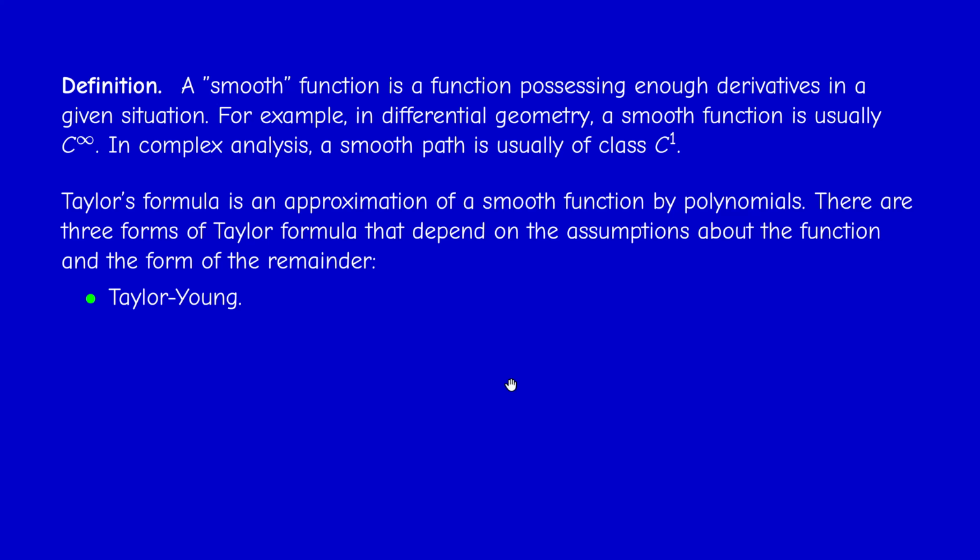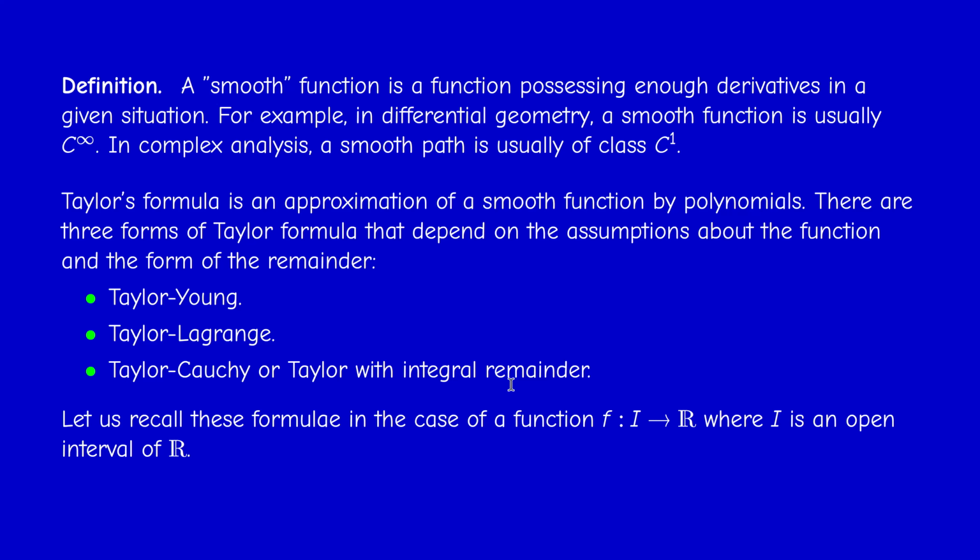But there are three forms of Taylor's formula. They differ by the form of the remainder and by the assumption on the smoothness of the function, if we want to be precise. So there are little nuances, if you like. The first form is Taylor-Young, the second form Taylor-Lagrange, and the third form Taylor-Cauchy, or Taylor with the integral remainder. We usually prove this in the case of a function from an open interval of R into R.